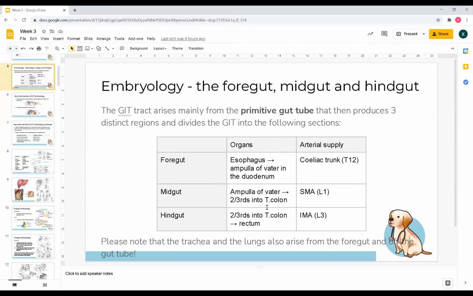This is definitely something that is high yield. If anything in embryology, you'd probably be asked, what is foregut, midgut, hindgut? So please do know this really well.